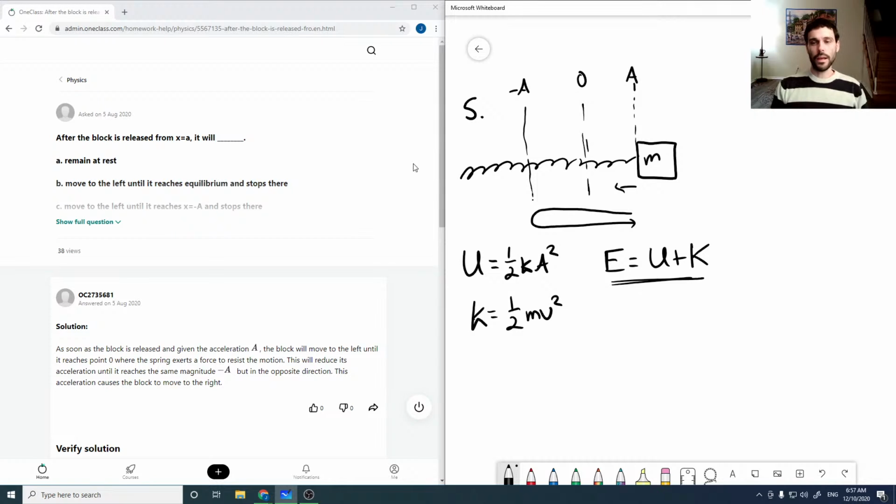But when it's released from a, initially it's just going to move towards minus a and then go back to the right. If you expand this, you'll see that that's actually answer D, move to minus a, then move right.